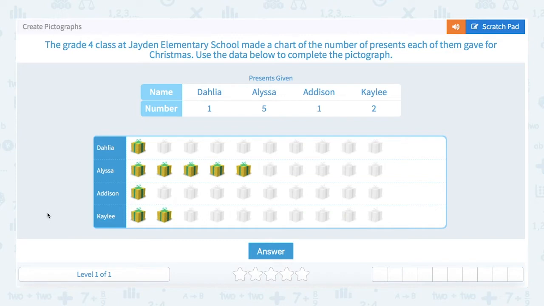Now what a pictograph does for us is gives us a very quick, easy visual picture of our data. So what we can see very quickly and easily here is that Alyssa by far gave the most gifts. We can see very easily that Dahlia and Addison gave the same number of gifts at 1 each, and we can see that Kaylee gave twice as many as those other 2 girls, giving 2 gifts. But Alyssa still gave more than twice as many as Kaylee gave.